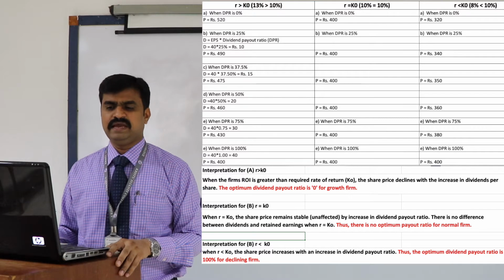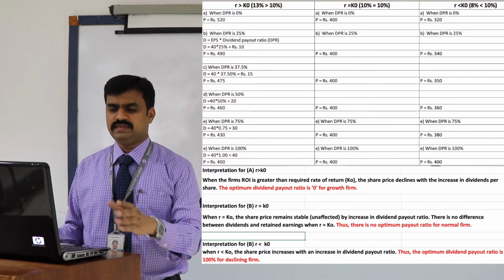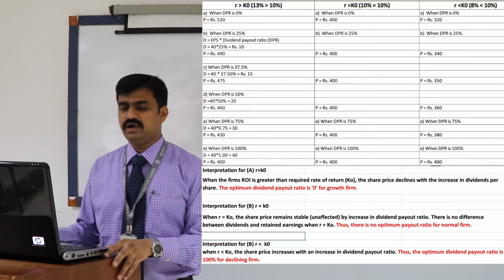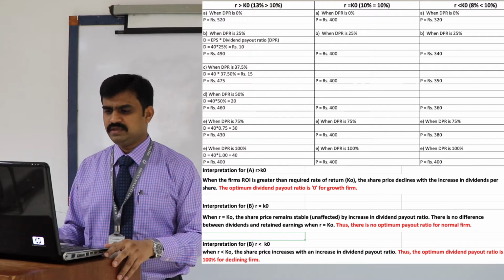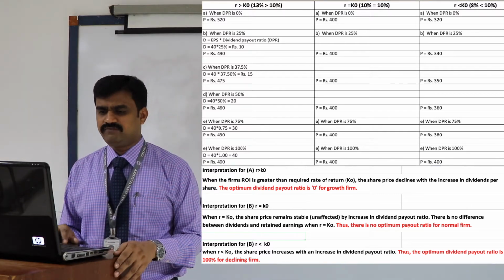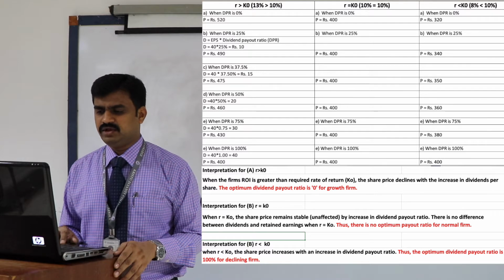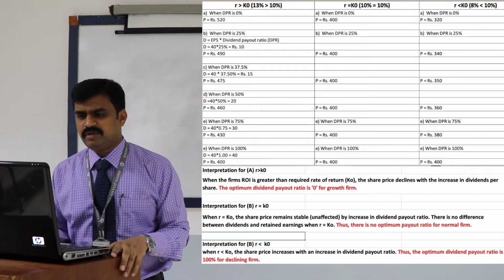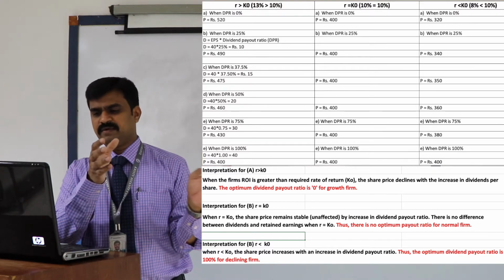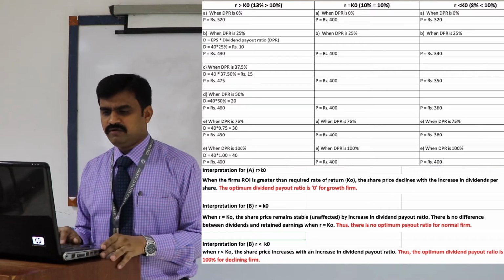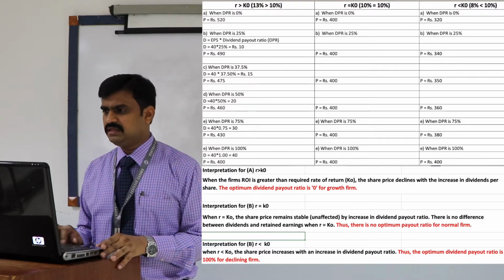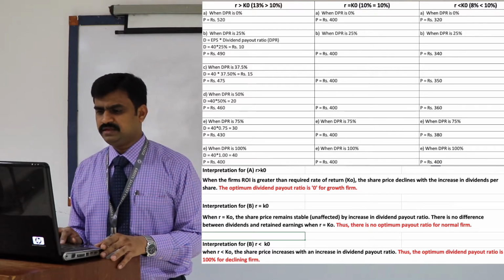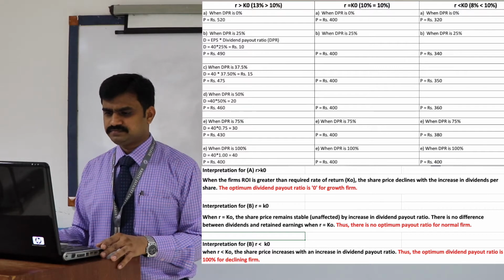Then second, when DPR is 25%, the first scenario we got 490 rupees, second scenario we got 400, and third scenario we got 340 rupees. Then for 37.5%, the first scenario we got 475, then second scenario 400 and 350. And then fourth scenario when DPR is 50%, whatever they are earning, they are giving 50% as dividend. So first scenario we got 460 rupees, second scenario again 400, and third scenario 360. Correct?